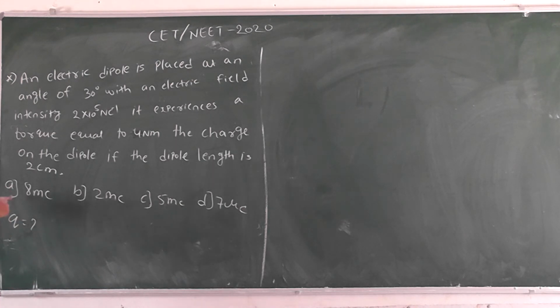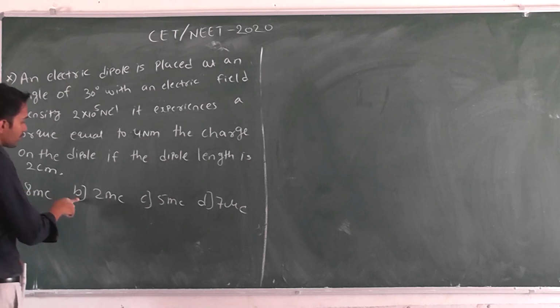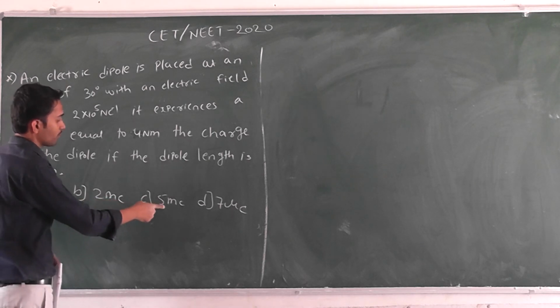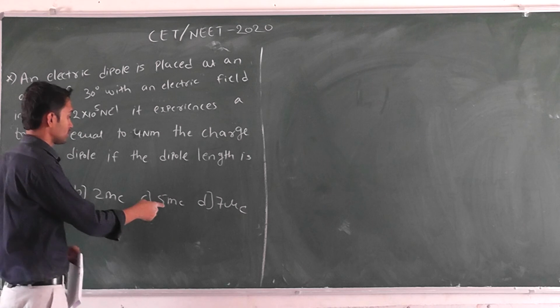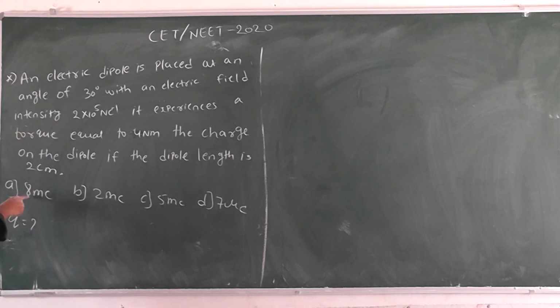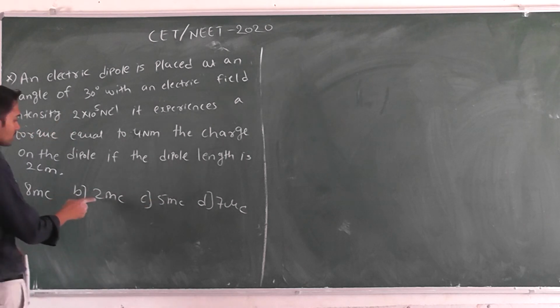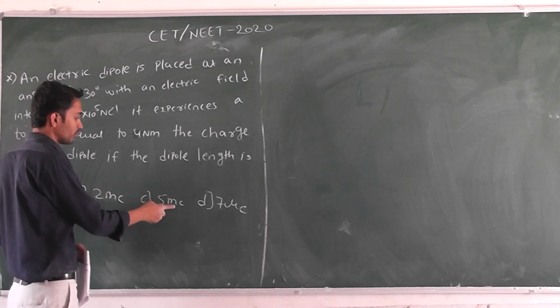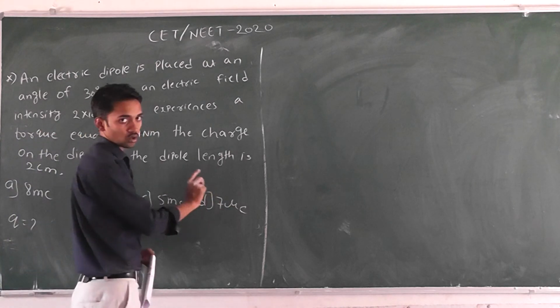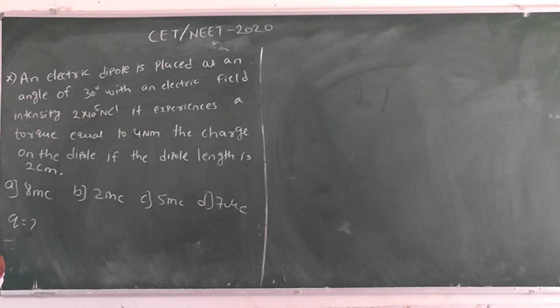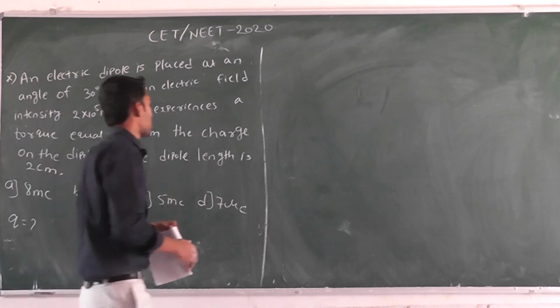There are 4 options given. Sorry, option A is 8 millicoulomb, B is 2 millicoulomb, C is 5 millicoulomb, D is 7 microcoulomb. So there are 4 options given. What we have to find out is the Q value. It is a formula based question.